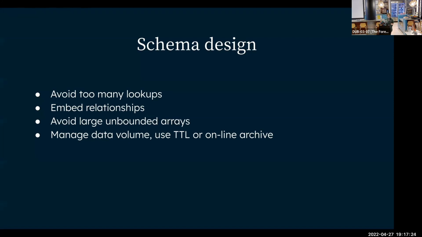We have TTL indexes, time to live indexes, which can be used to expire documents once they reach a certain expiry date. Or for Atlas, we have online archive, which allows you to move the lesser accessed data into slower storage.